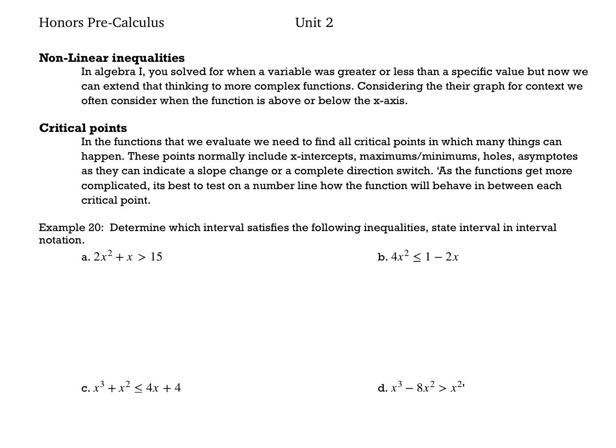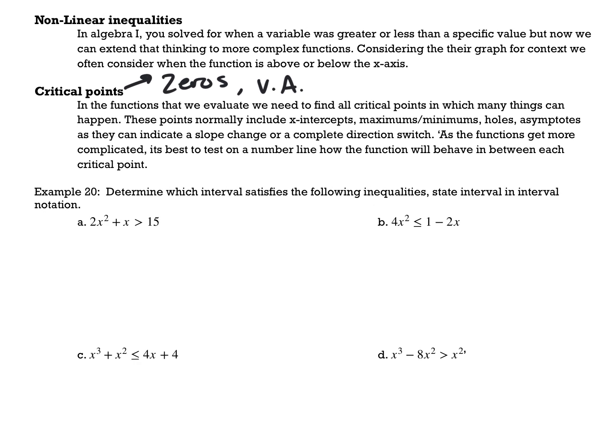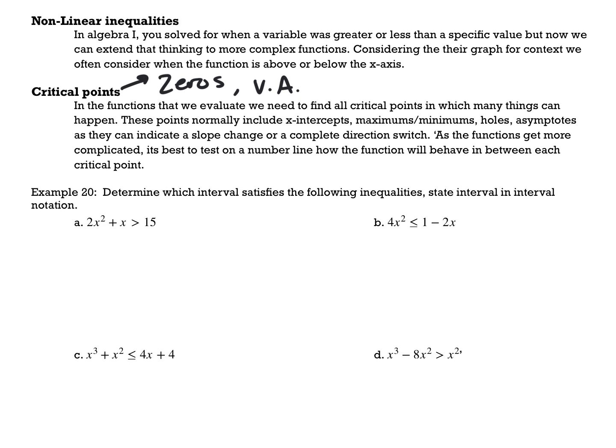We are going to focus on critical points. All right, and what do I mean by critical points? Zeros and any vertical asymptotes. All right, those are the things we need to be hyper aware of when we approach these inequalities. In the functions that we need to evaluate, we will find all critical points. These normally include intercepts, maxes, and mins, but what we really deal with, as I said, are the zeros and the asymptotes.